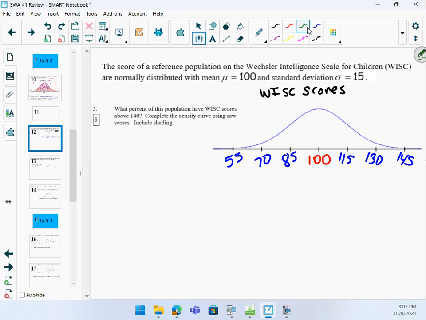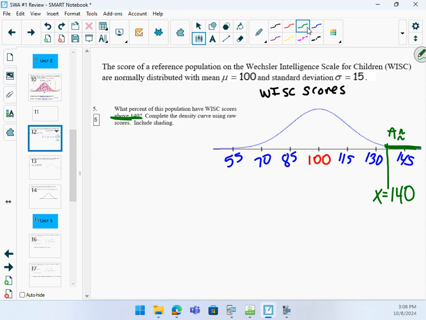The question says, what percent of the population will have scores above 140? Figure out what we got going on. So again, I would probably go find where 140 is. That's somewhere in here. And I want to figure out the probability of being above that. And so I need to go find this area. And I know that we're marking off 140.